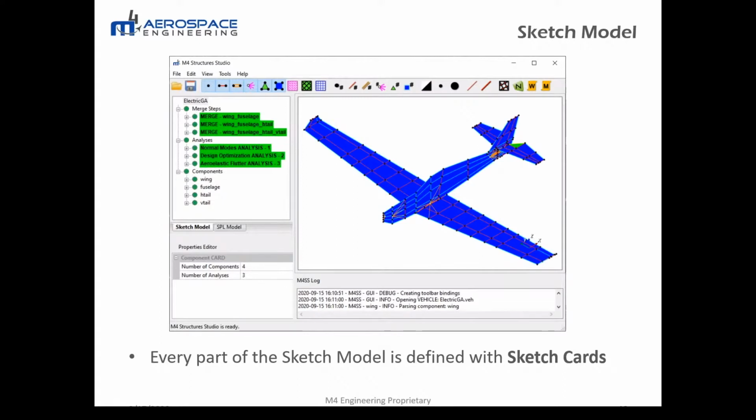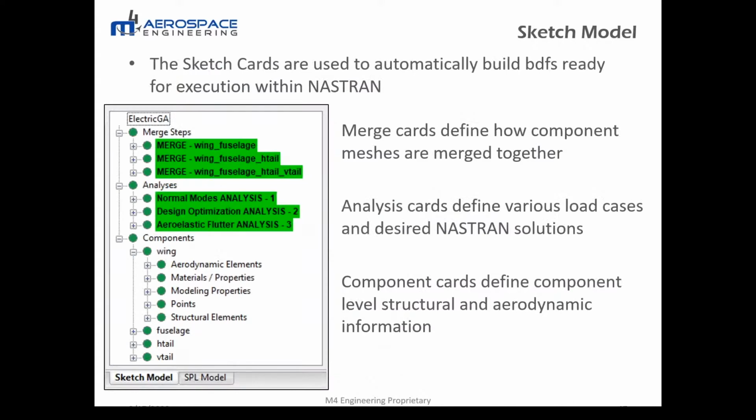So on the left of the UI, you can see the sketch model tree, which contains all of the sketch cards. Beneath that is the properties editor. This is where you would define all the fields of the sketch card. Then taking up the majority of the UI, the model viewer. This provides a visual representation of all the sketch cards that have been added to the model. Something I'd like to point out again is that when the sketch model is finished, Structure Studio uses all those cards to automatically build a Nastran-ready BDF for the vehicle.